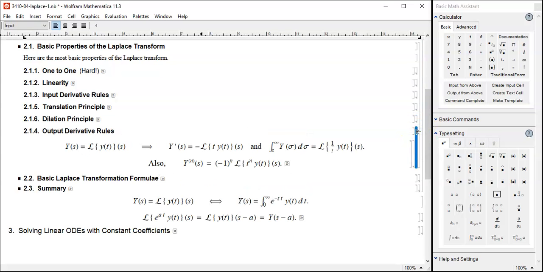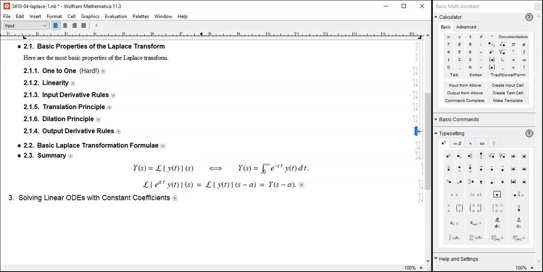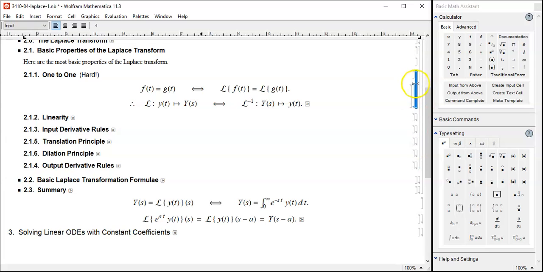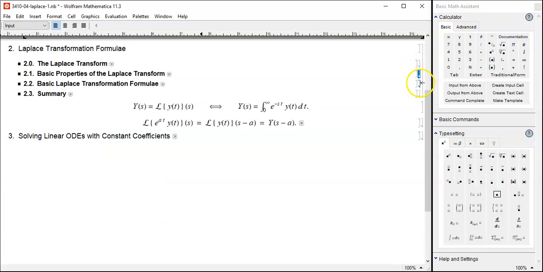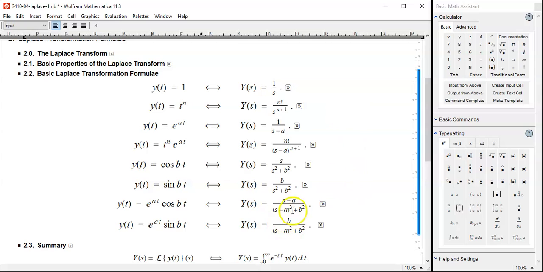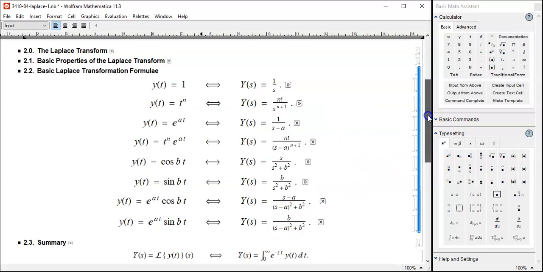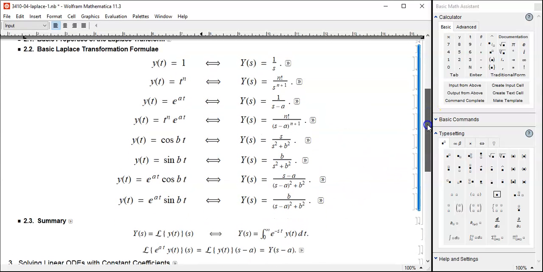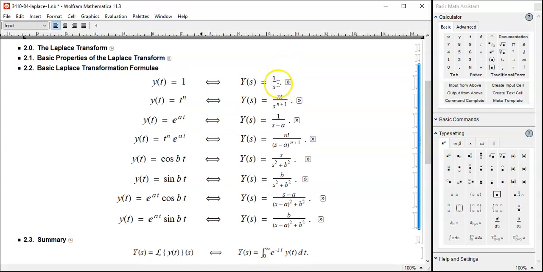Output derivative rules, I don't know whether they're going to be useful. The proofs are not too bad. I'll probably end up writing these as homework problems. Now, do we have enough time to prove some of these? Some of those I can. Okay, all right. How about the first one?